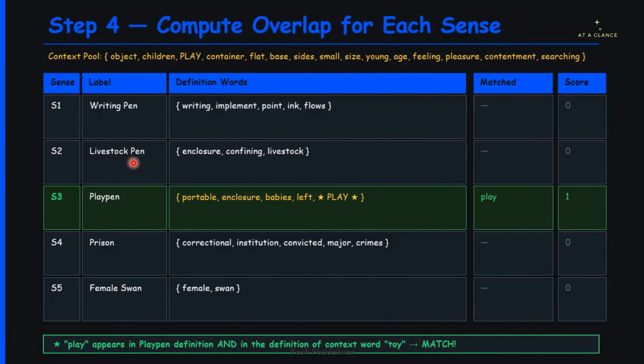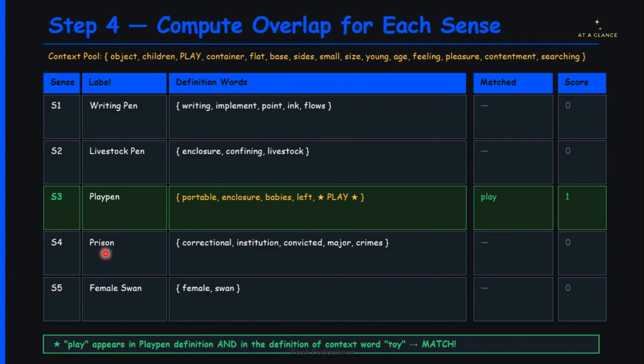Similarly, for the second sense, enclosure, confining, livestock, none of these are in the context pool. Now for sense 3, playpen, the sense keywords are portable, enclosure, babies, left, play. Now we check if any of these words is present in the context pool. Yes, we can see the word play. Play is present in the context pool and also in the playpen definition keywords. So we have one overlap here, which is play, and I will write the score as 1.